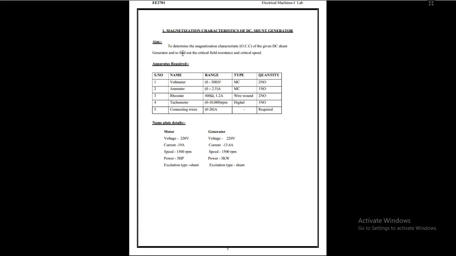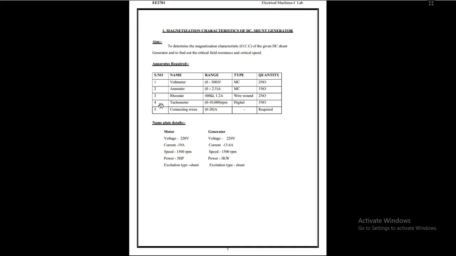What is the meaning of critical field resistance? Critical field resistance means, above that resistance, the generator fails to produce the EMF. Critical speed: below that speed, the generator fails to produce the EMF. It is nothing but the critical field. By using the graph, we can find out the critical speed.